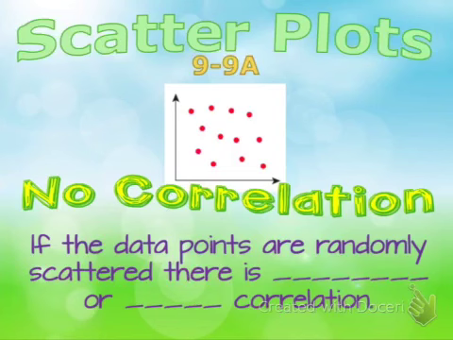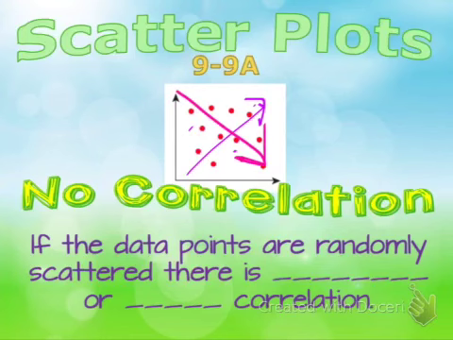So what happens if you just have data kind of like scattered everywhere where it doesn't look like they're going up and it doesn't look like they're going down? This is called no correlation. So no correlation is when the data points are randomly scattered. Sometimes people call it little, but most of the time they'll call it no correlation. Little correlation or no correlation.